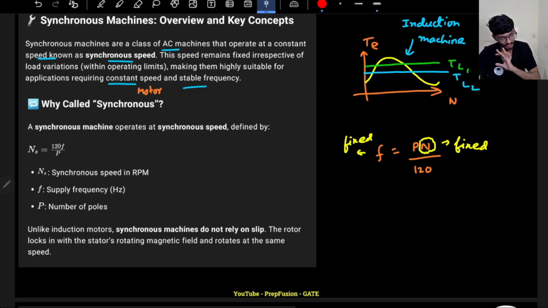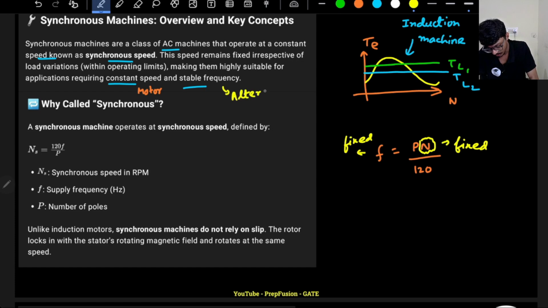That's why in all the big power stations, we use alternators. Alternators are nothing but synchronous generators. Why are they called alternators? That also I will explain. So why synchronous?